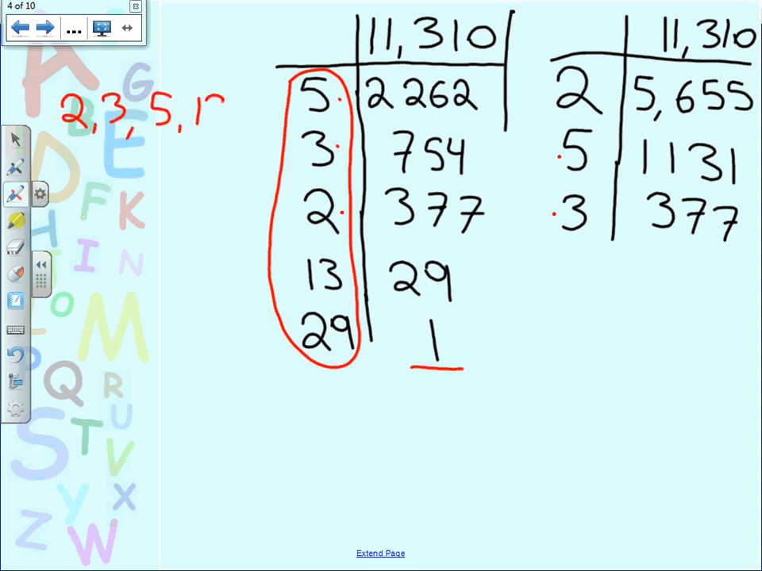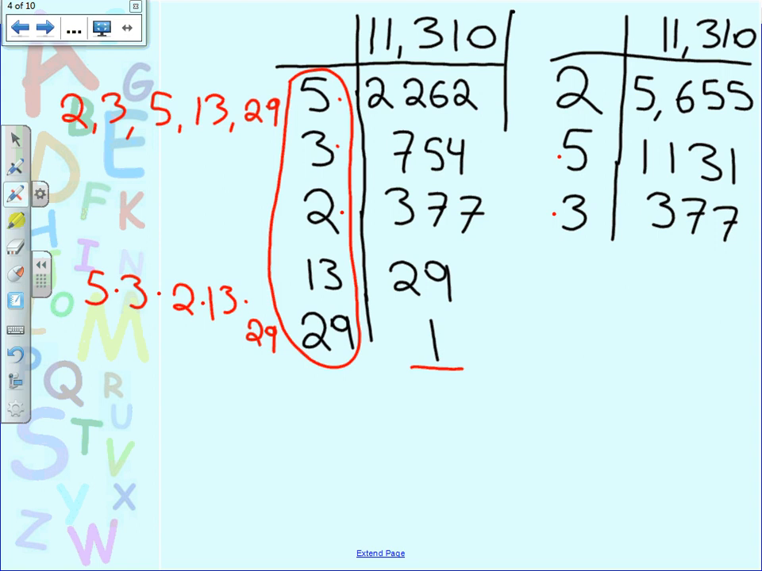So it's 5 times 3 times 2 times 13 times 29. If you do that in your calculator, what do you get? Yeah, that's how you can test your answer. If you multiply all those together and you don't get the original number, you went wrong somewhere.